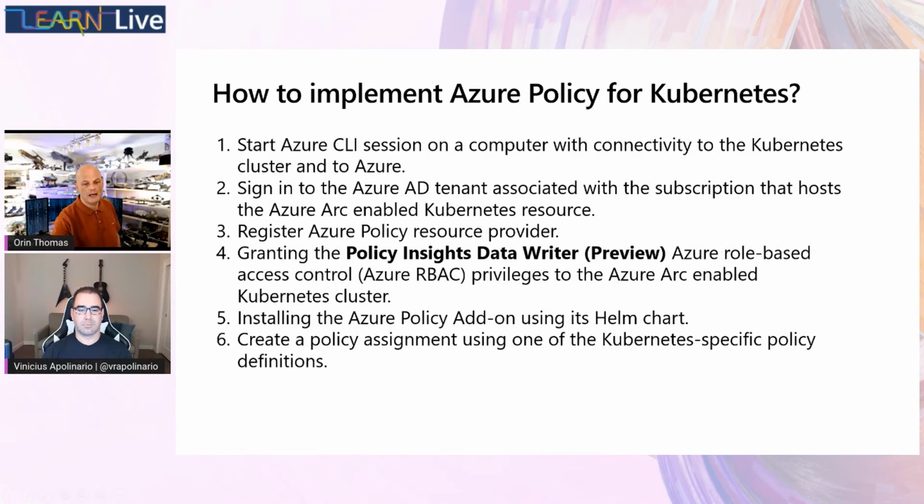Okay, so how to implement the policy? Well, you start a CLI session, you sign into Azure AD, you register the policy resource provider. You'll only need to do that once. You grant a specific right here, which is policy insights data writer, and that says preview, but it'll be GA. You install the policy add-on using its specific Helm chart, and Vinicius covered what a Helm chart was. And then you create the policy assignments that go out and check the things that you want to check.